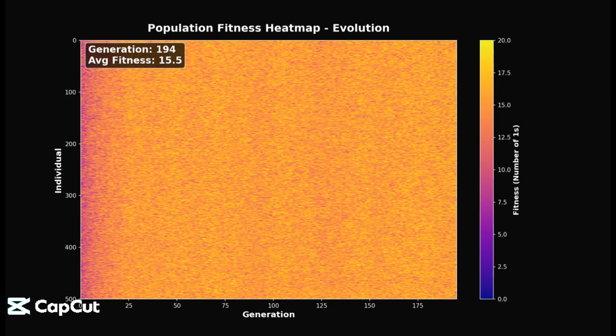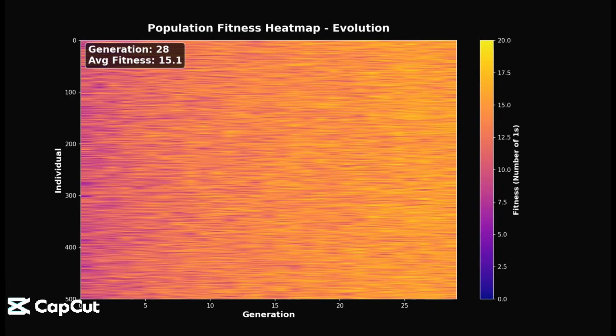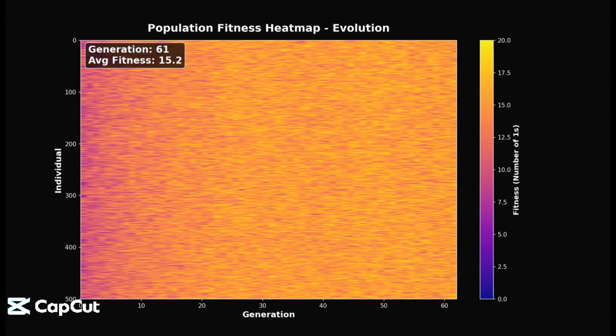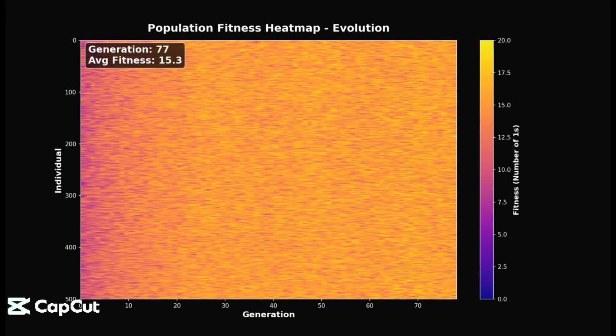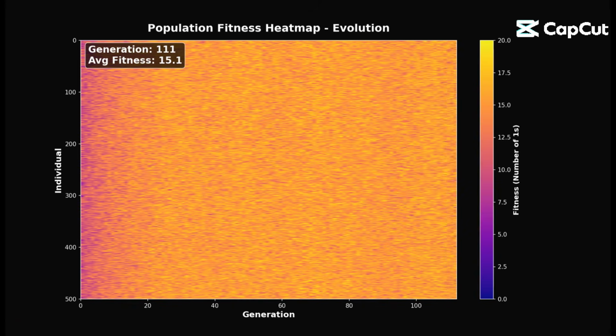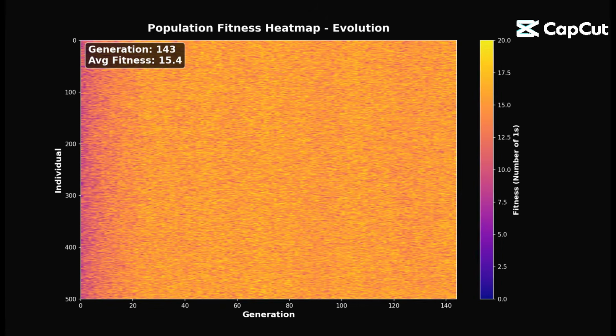Watch what happens. Generation 0, it's a mess. Dark blues everywhere mixed with some random yellows. The population is all over the map. But as we progress, notice the entire heat map shifts from cool to warm colors. By generation 100, almost everyone is yellow or white. The whole population is lighting up.